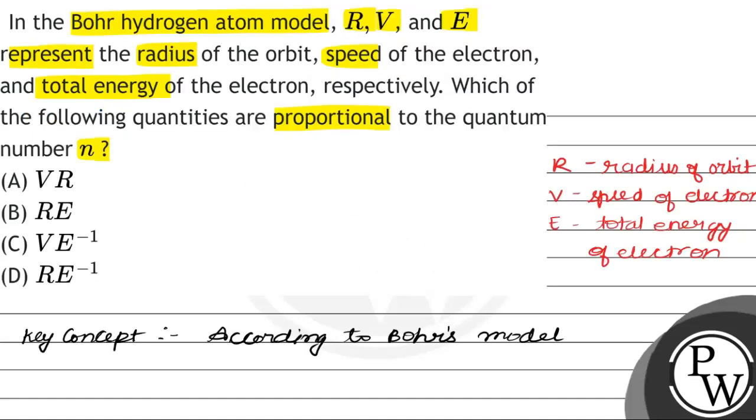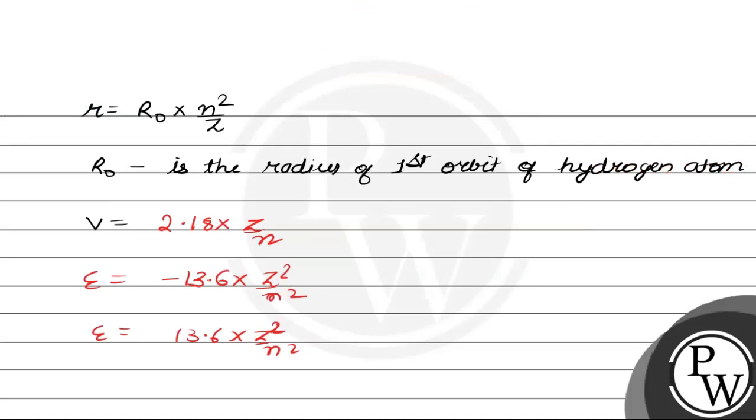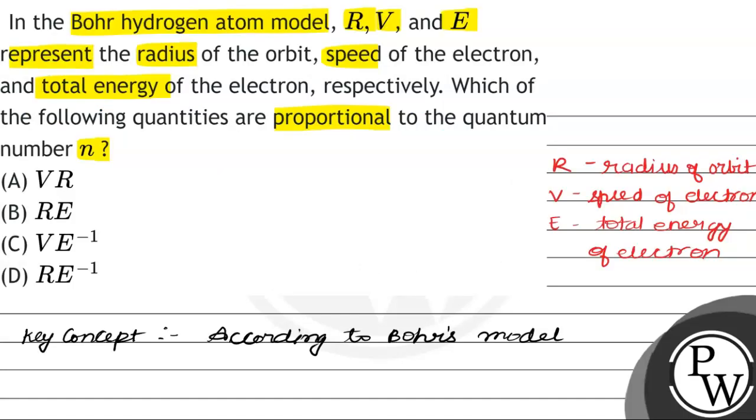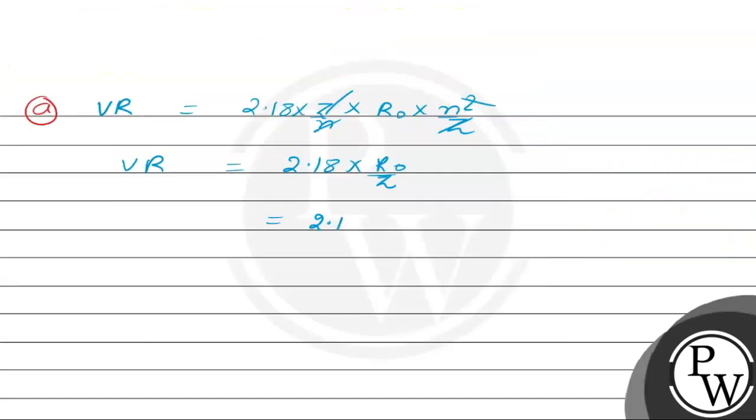Now we have to check option A, the product of V and R, whether it will depend on n or not. So we can write V as 2.18 into z upon n, and the value of r we can write r naught into n square upon z. From here, z and z will be cancelled out, n will cancel out 1n of this square. From here we can write Vr equals 2.18 into R naught upon Z. Now this is hydrogen atom, so we can write Z equals 1. This will be 2.18 into R naught upon 1.